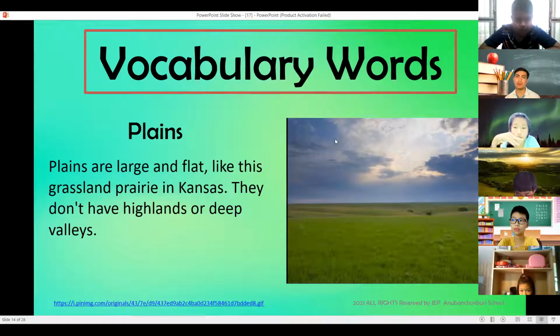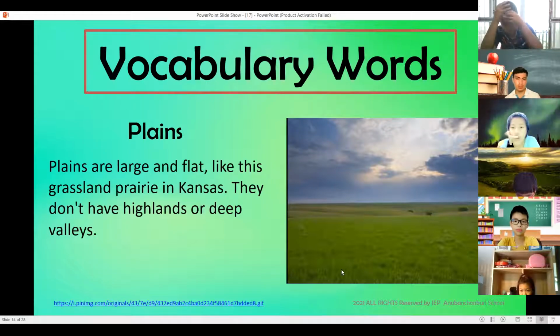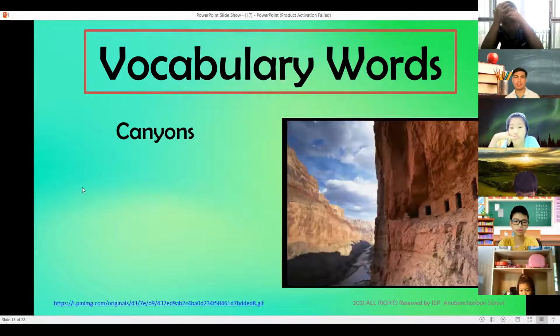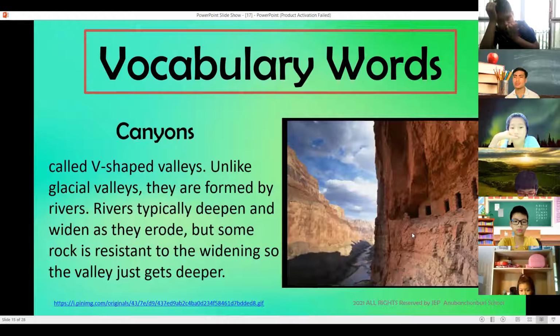This is a very good place to live. There are no valleys. There are no canyons or whatever. Just flat, plain. Okay. I thought that's the last one. I think this is the last one.